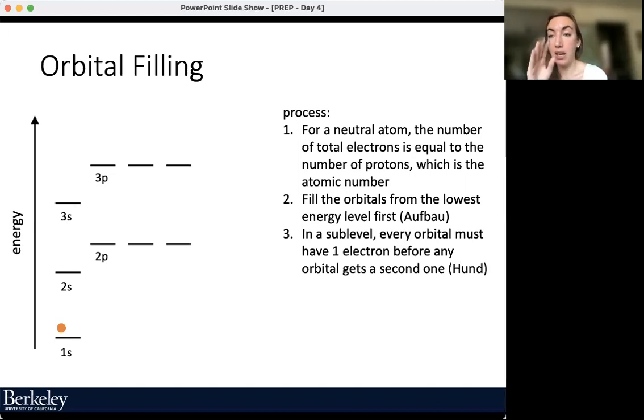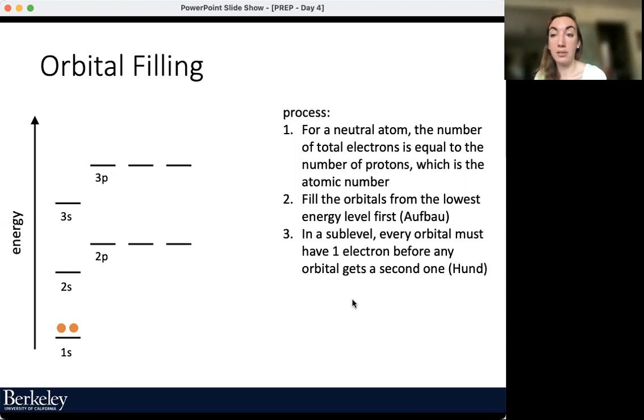Now, if I have an atom with two protons, it has two electrons. So now I have to figure out where the second electron goes. I always have to start from the bottom. I'm going to finish filling that first energy level before I'm allowed to move to the second energy level. So my second electron is going to go in the 1s orbital. So this is the configuration of helium. Anybody have any questions so far? Please always just raise your hand, interrupt, whatever.